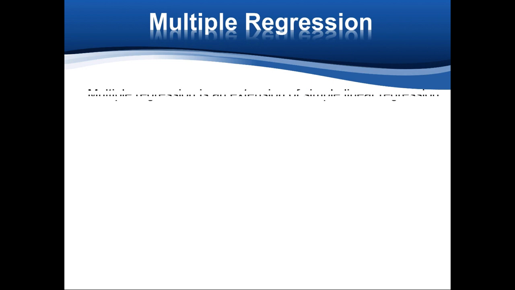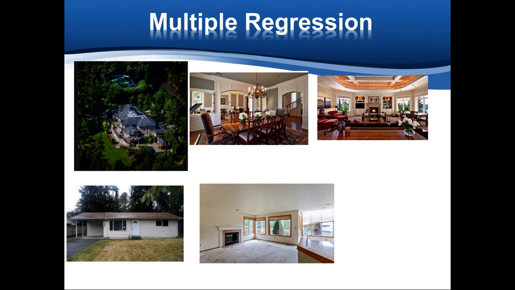Hello everyone, this video is about Chapter 12, Multiple Regression. As we know, the house price is influenced by many factors, such as the area of the house, the lot size, the built year, the number of bedrooms, the number of bathrooms, and locations.